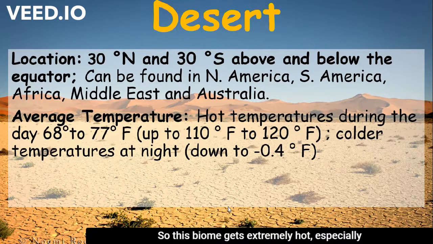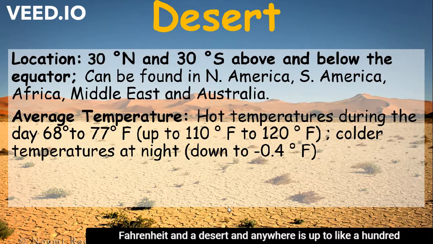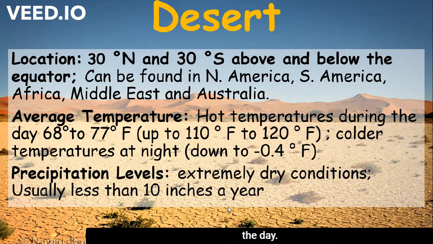This type of biome can get extremely hot, especially during the day. However, at night, temperatures can cool down significantly, and it can get as cold as negative 0.4 degrees Fahrenheit in a desert. And during the day it can be up to 120 degrees, even higher than that.